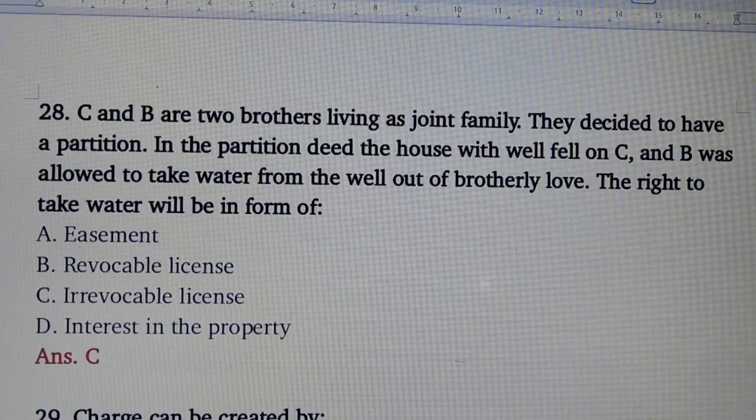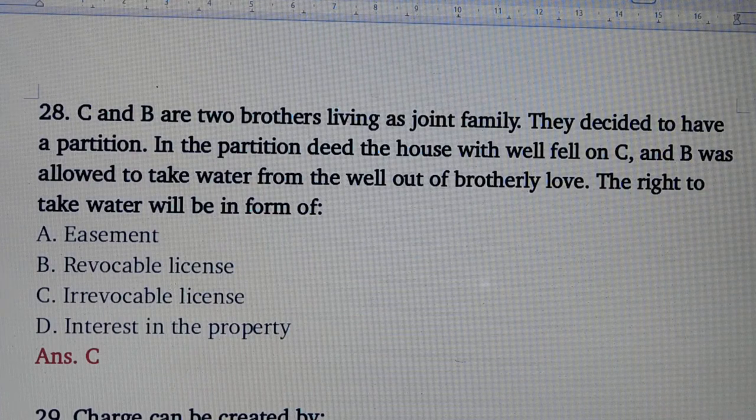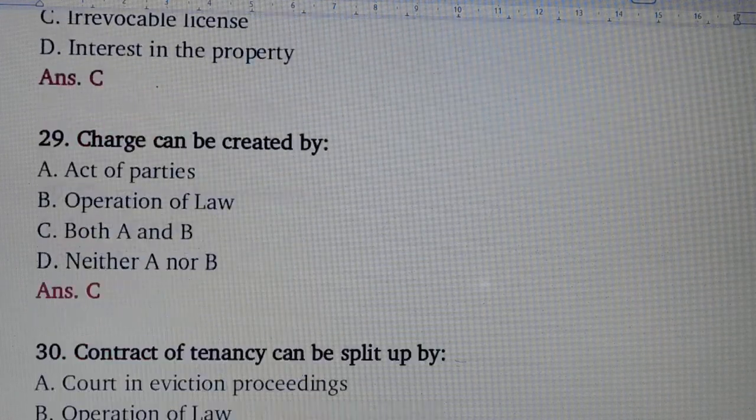Question number 28. C and B are two brothers living as joint family. They decided to have a partition. In the partition deed, the house with well fell on C and B was allowed to take water from the well out of the brotherly love. The right to take water will be in form of, answer is option number C, irrevocable license.